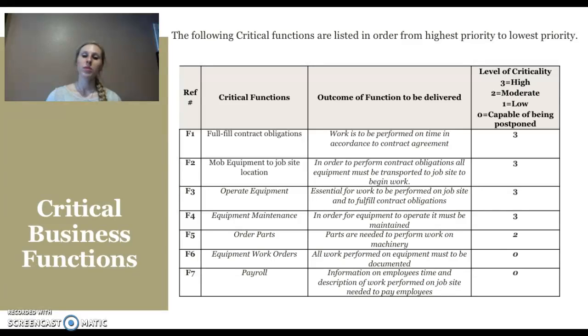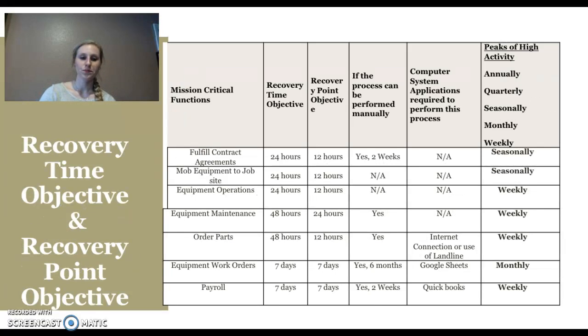Operate equipment. Personnel is needed to run the equipment so work can be performed. Equipment maintenance. The equipment needs to be up and running and operating efficiently. And parts are needed to maintain equipment, while equipment work orders are recorded to make sure we are recording what work is being performed on the equipment, as well as payroll.